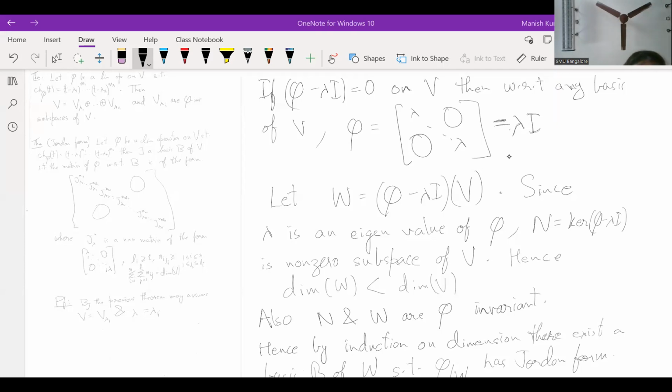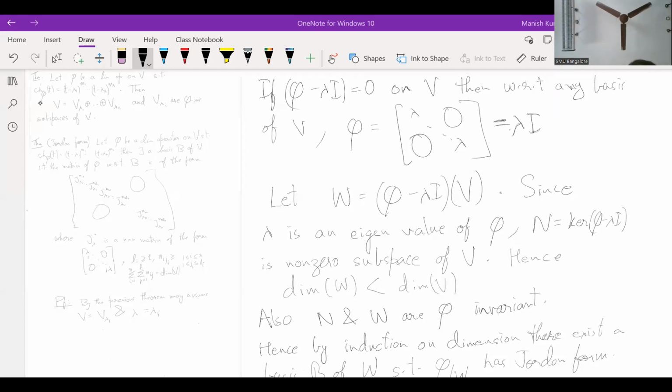So we have reduced to the case when V is V lambda 1 and lambda is lambda 1. If phi minus lambda is 0 on V, then of course every non-zero element of V is an eigenvector. So that is the simplest case.